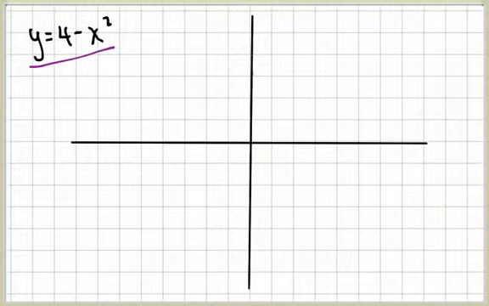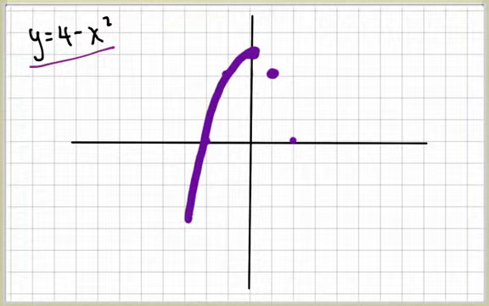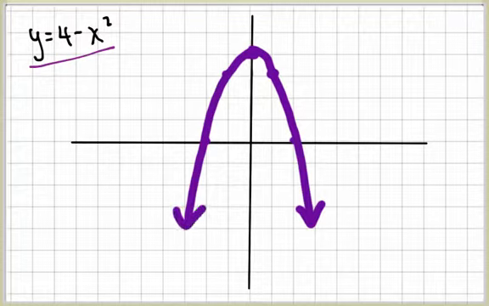So let's plot our points. We know we have an upside down parabola with the vertex at (0, 4). We have a point at (1, 3), at (2, 0), at (-2, 0), at (-1, 3). And I can go ahead and connect those dots into an upside down parabola. And what I'm going to do is inscribe a rectangle in that. And I want to find the rectangle that would have a maximum area.